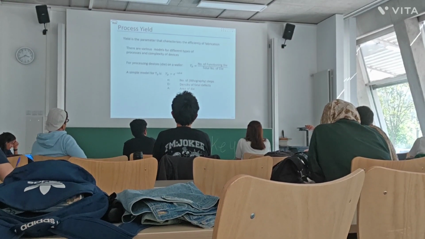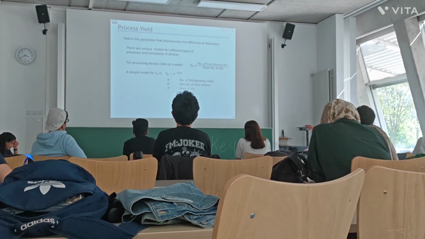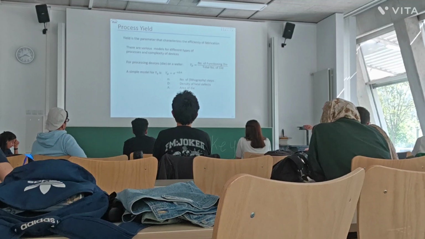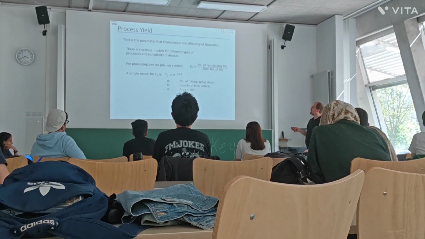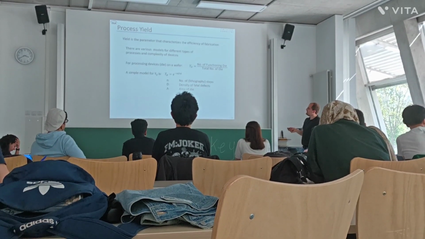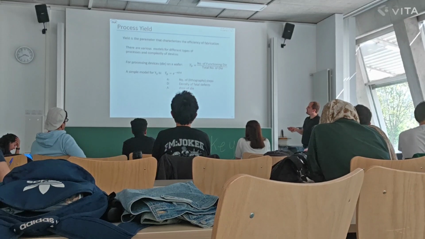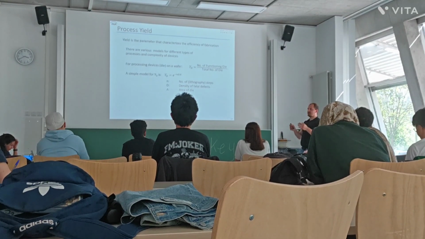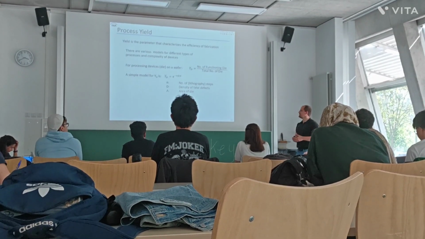So we count the number of our lithography steps. We have the density of fatal defects, which I will explain soon. And also, interestingly, we have the area of the die, so for instance, the area of the active medium range.